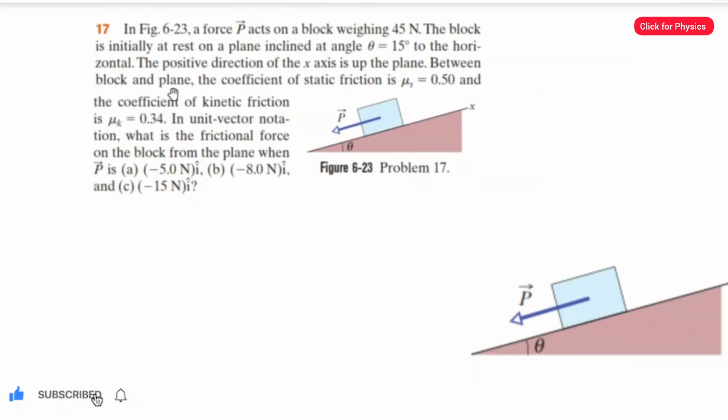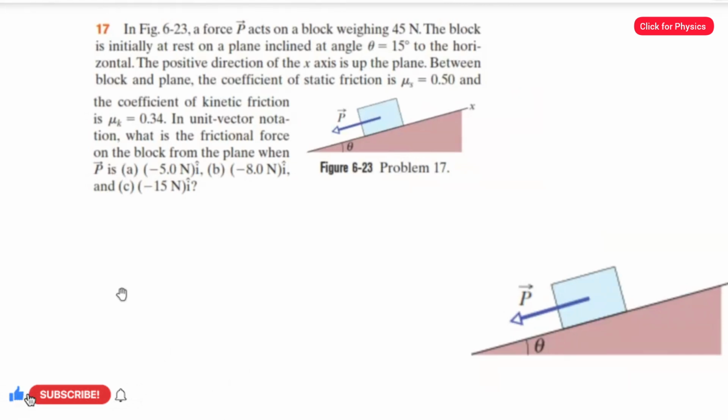Between the block and the plane, the coefficient of static friction is mu s, which is equal to 0.50, and the coefficient of kinetic friction is mu k equal to 0.34. In unit vector notation, what is the frictional force on the block from the plane when P vector is minus 5 Newton i cap, minus 8 Newton i cap, and minus 15 Newton i cap?